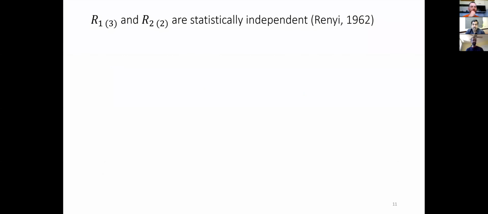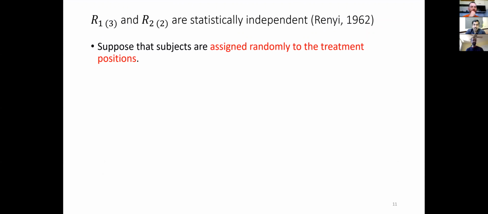So let's consider one treatment assignment method, which is completely random assignment. If the 3 subjects were assigned randomly to the 3 treatment positions, then using just a few arguments, we can show that R13 and R22 are statistically independent.